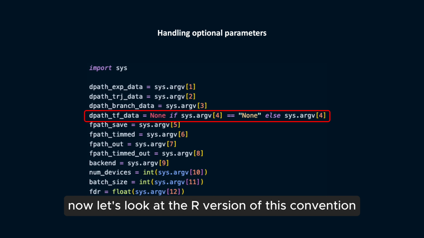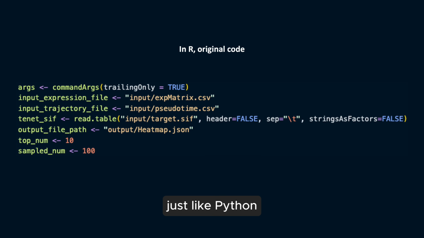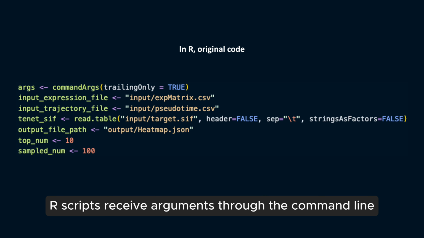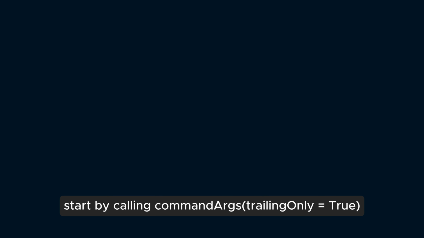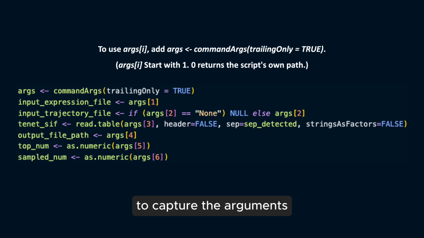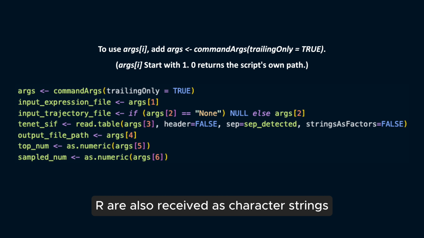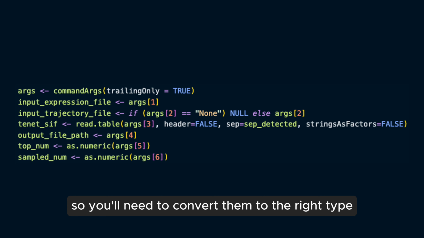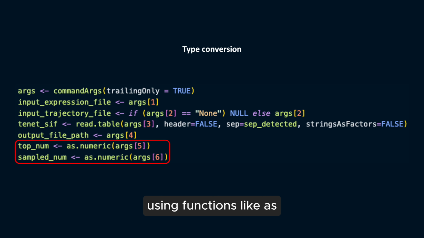Now let's look at the R version of this convention. Just like Python, R scripts receive arguments through the command line. Start by calling commandArgs with trailingOnly = TRUE to capture the arguments. All arguments in R are also received as character strings, so you'll need to convert them to the right type using functions like as.integer or as.numeric.